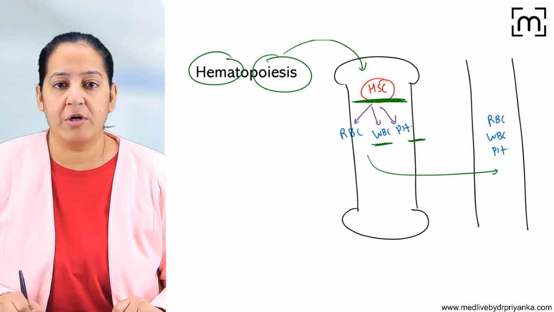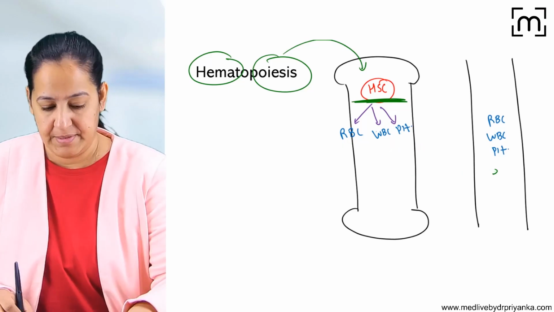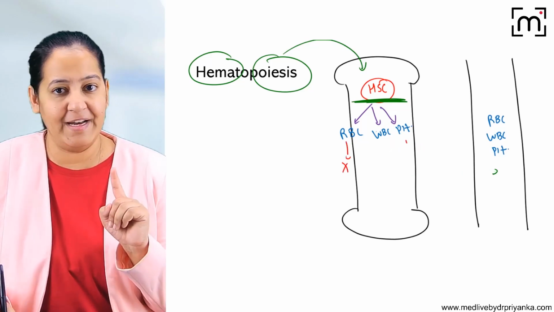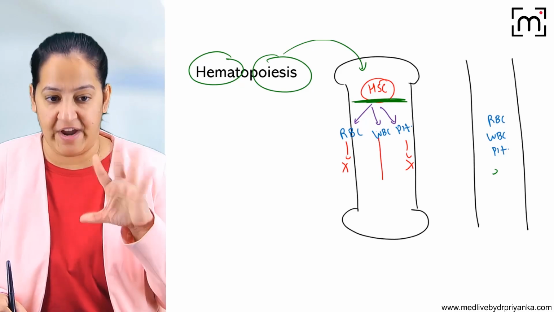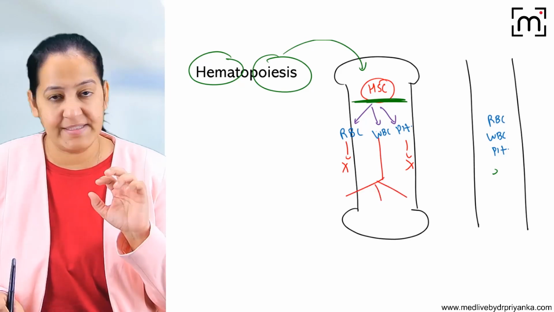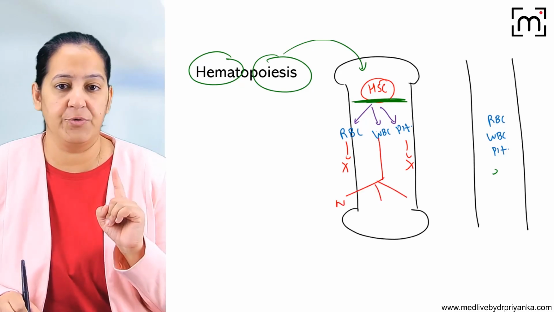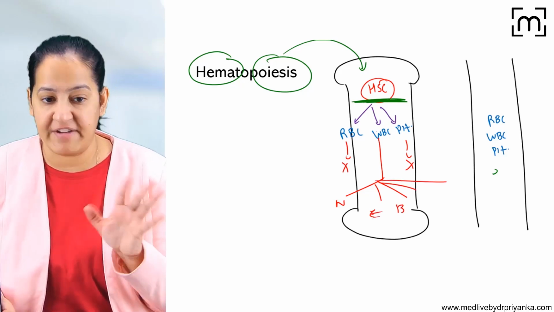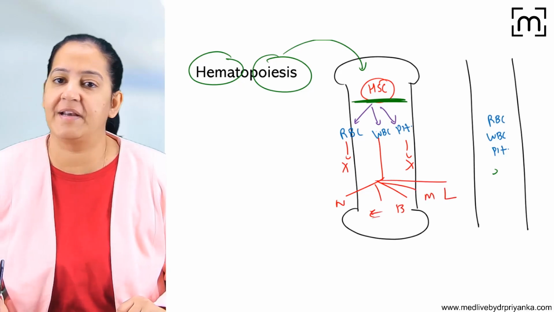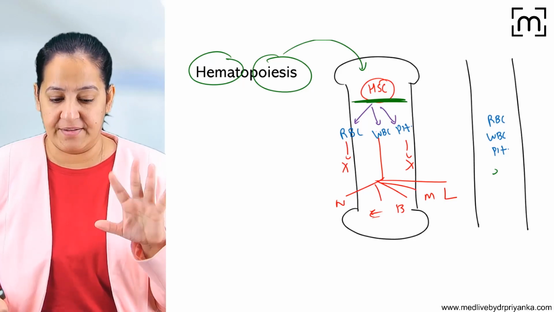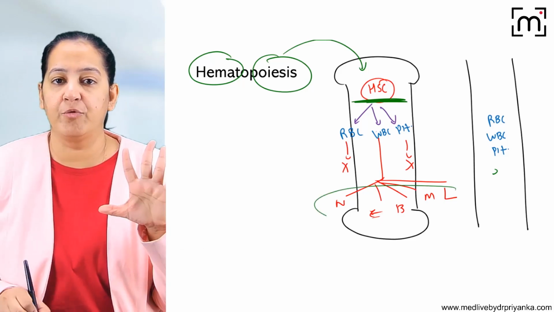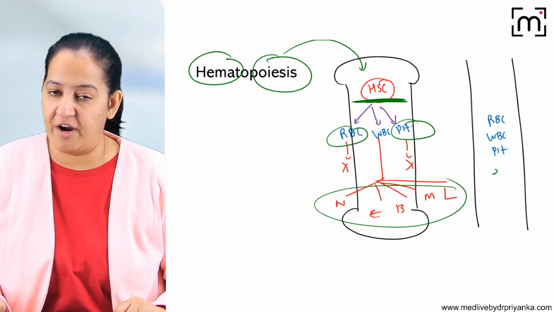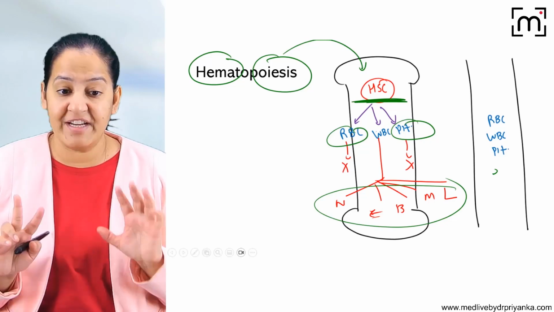How are these cells formed? RBC don't have any further type, platelet don't have any type, but WBC is of 5 types. 3 of them are granulocytes, having granules in the cytoplasm, that is neutrophil, eosinophil, basophil, and 2 of them are agranulocytes, they don't have granules in the cytoplasm, that is monocyte and lymphocyte. So total 5 WBCs, 1 type of RBC, and platelets. So total 7 types of cells are formed.